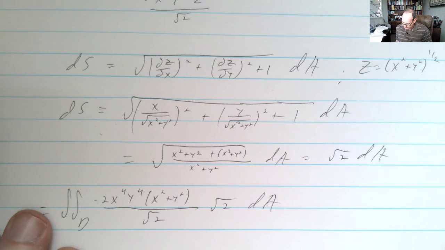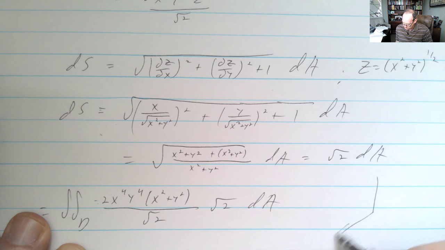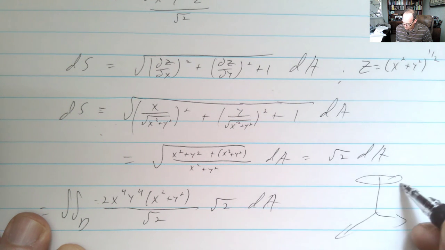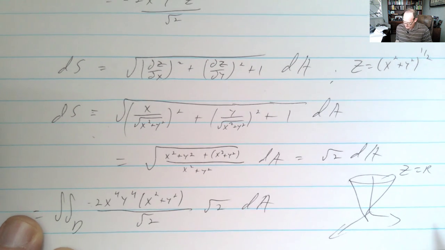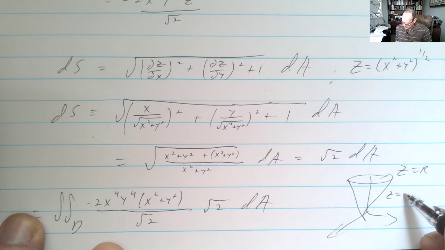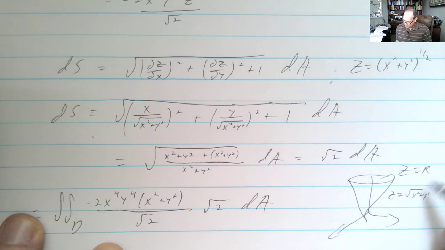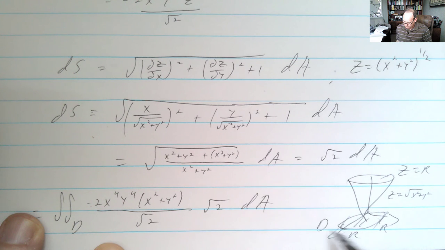Let's say D. Our D, we might know what it looks like because it's got a cone. We're going up to z equals r. The equation for the cone is z equals square root of x squared plus y squared. So if I put these equal, D is just a disk of radius r there. So in the end, we're going to do this in polar.